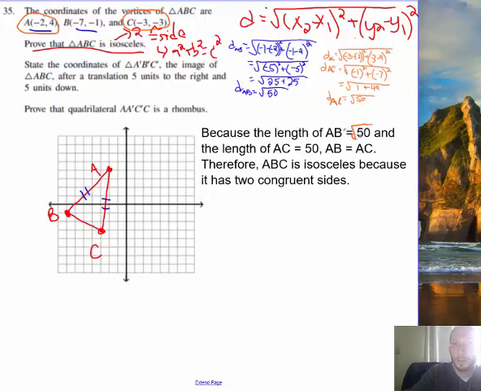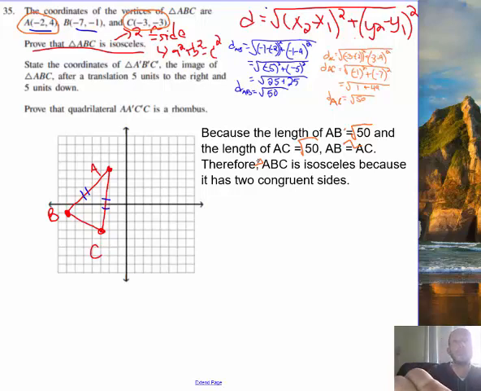Actually, that's not true. AB is equal to the square root of 50. AC is equal to the square root of 50. And AB is congruent to AC. Therefore, triangle ABC is isosceles. So that's part one. That's probably 3 out of 6 points for this problem.